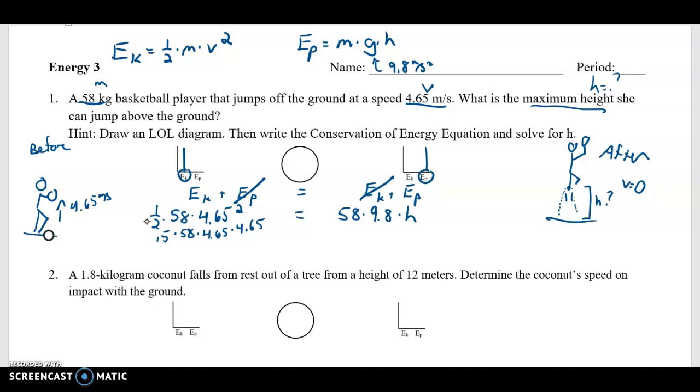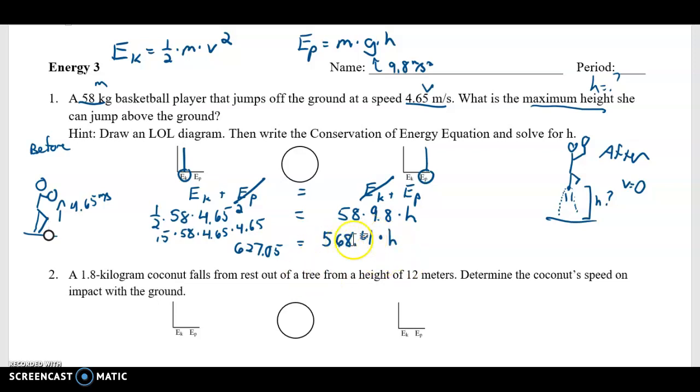And I got 627.05 plus some other decimals, but that's okay. But then I can take 58 times 9.8. I get 568.4. But I have to leave in this h because that's what I'm trying to solve for.